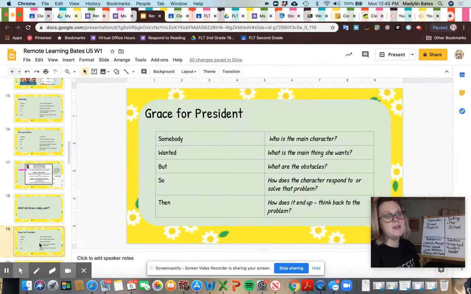Somebody wanted, but, so, then. And you can write these right alongside your page, and you can fill in and answer these questions. Who was the main character? What was the main thing that she wanted? And then when we think about those obstacles, that's another word for problems. What were the problems that stood in her way? And then often the solution is how the character responded to or solved that problem. That's our "so." And then we want to think about what happens at the end of the story. We want to go all the way back to that problem and what they wanted. How did the story end? What happened at the very end of the story?